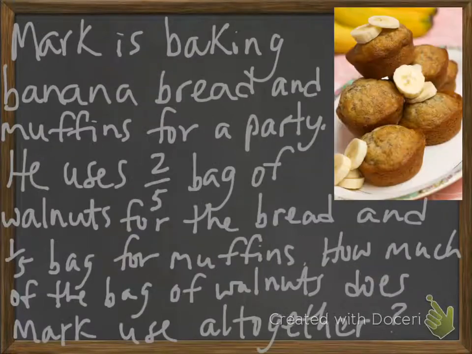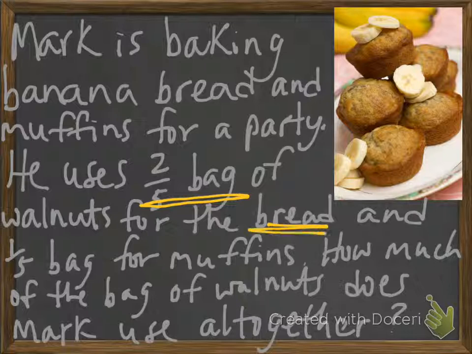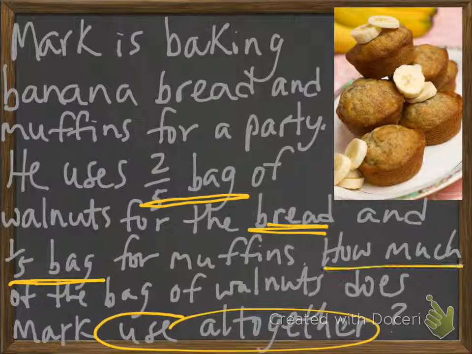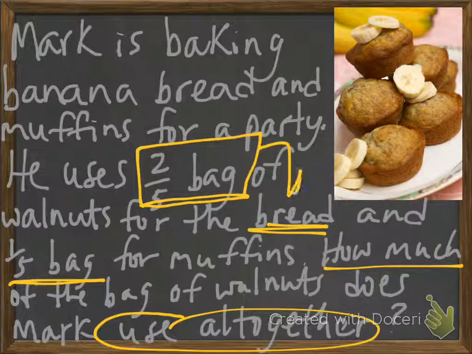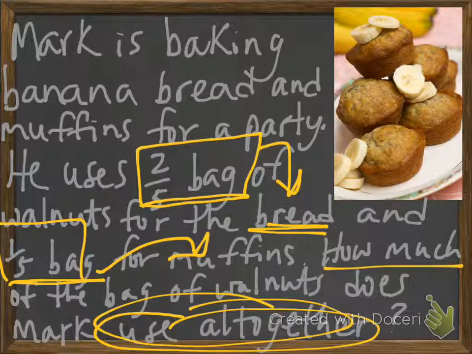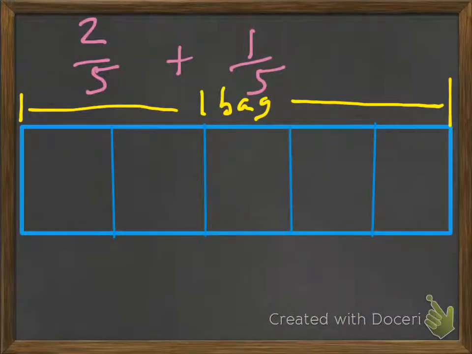Let's take a look. Mark is baking banana bread and muffins for a party. He uses 2/5 of a bag of walnuts for the bread and 1/5 of the bag for muffins. How much of the bag does Mark use altogether? So let's take a look. 2/5 of a bag for the bread and 1/5 of the bag for the muffins. How much is it altogether? Well, we know it's 2/5 plus 1/5.